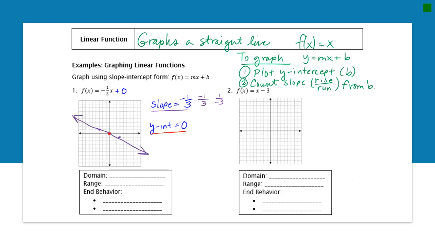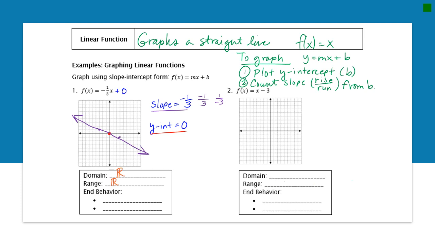All right, now we need to identify domain, range, and end behavior, which we did in lesson 3.1. For the domain, if I extended this line forever and ever, it would go all the way to the left, all the way to the right. So the domain would be all real numbers. And the range will be the same. If I extended the line, it would go all the way up and all the way down. So the range is also all real numbers. And that is actually going to be true of every single line. Everything in the linear family, the domain and the range will always be all real numbers.